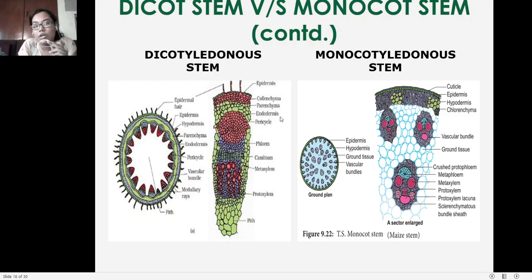Then we have the endodermis, then pericycle, then we have phloem layer, then cambium layer, and then metaxylem, and protoxylem is towards the pith. So this is the endarch arrangement of vascular bundle, as we have our metaxylem towards the outer side and protoxylem towards the pith. Okay, so this is the arrangement in dicot stem.